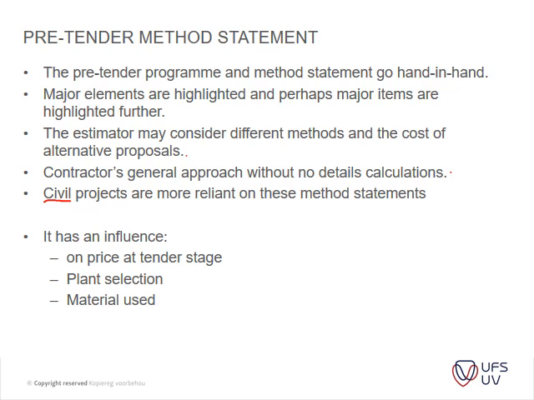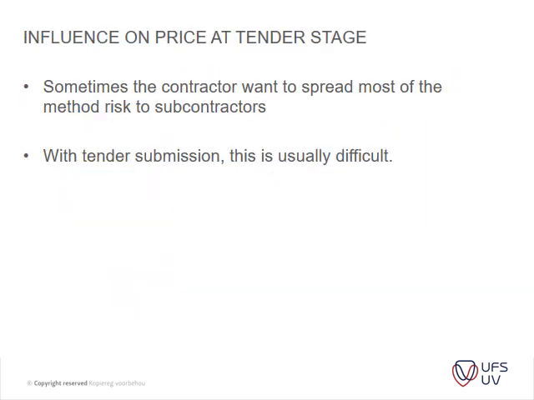Okay, and it has an influence on the tender price, plant selection, and the materials. The influence on price at tender stage is sometimes the contractor wants to spread most of his risk to the subcontractors through the method statement. So that's something that one can do, or think about, through a method statement.